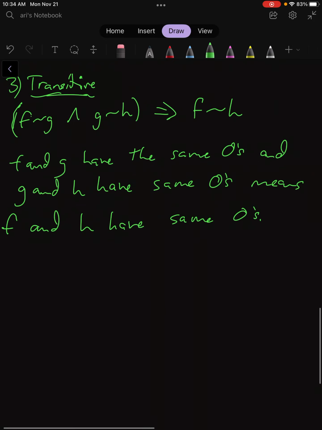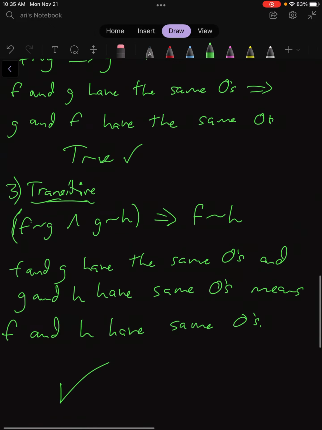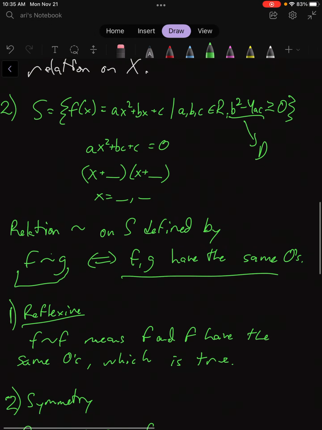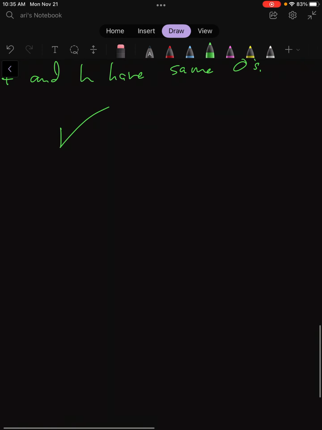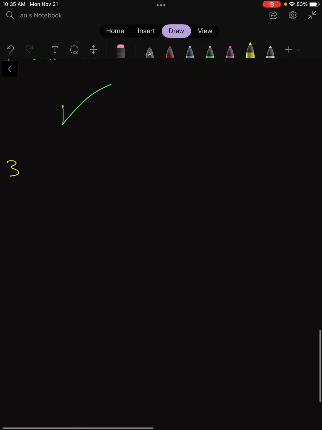Okay, so that works. So we're good. So at the end of the proof, you could just say that tilde is an equivalence relation on S. That's sort of like the conclusion. All right, let's jump into the next one.